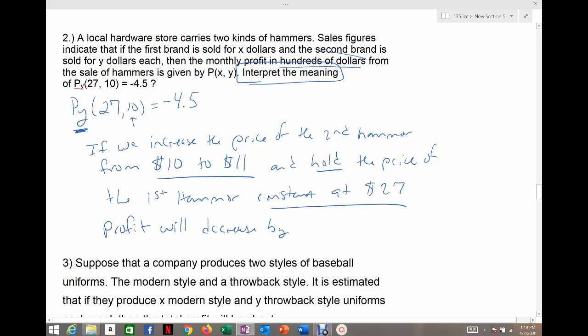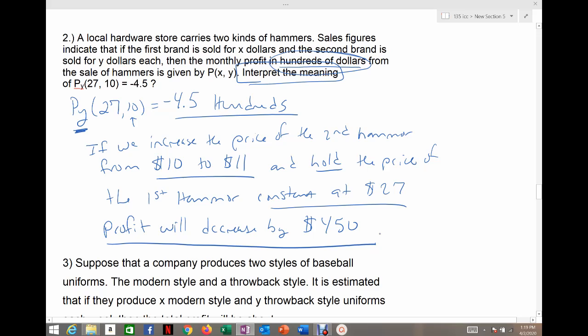by, remember, it's in hundreds of dollars, so it's not $4.50. Remember, this is in hundreds. So you can either write 4.5 or you can multiply by 100 and say 450. I'm going to say it's decreasing by $450.